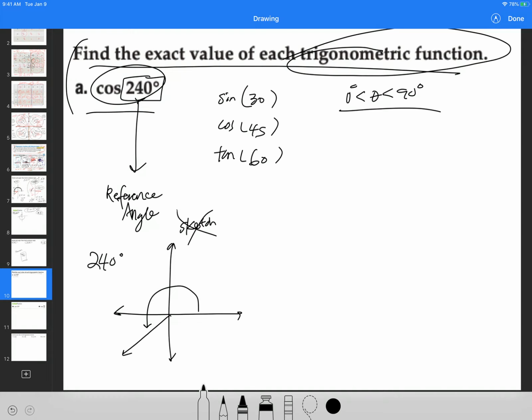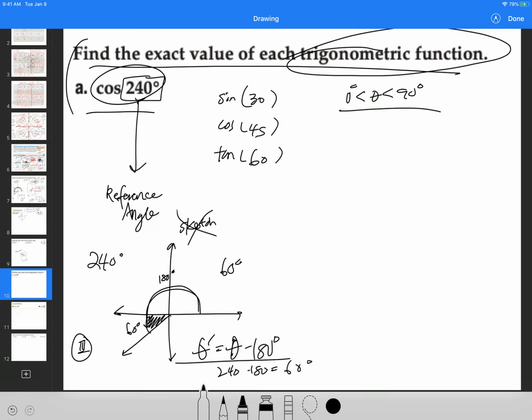Your terminal side ends up in the third quadrant, which means I am going to take a look at this angle right there. So 180 degrees, and then an additional 60 degrees. So I know the reference angle is 60. Or follow that formula where theta minus 180 degrees, 240 minus 180 gives you 60.